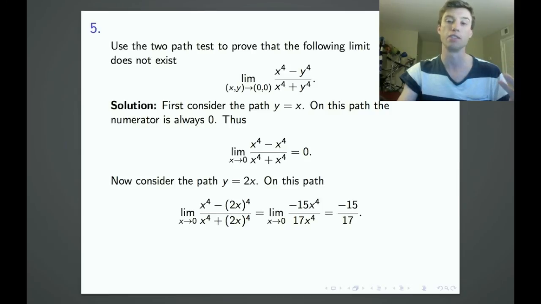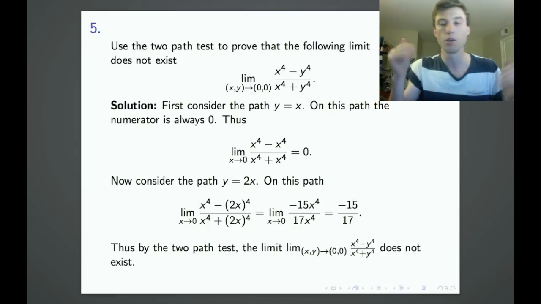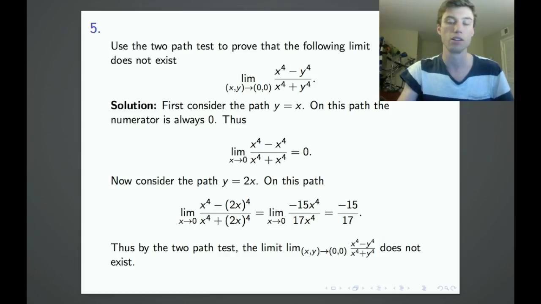Negative 15 over 17 and 0 are different, obviously. Thus, based off of the two-path test, the limit doesn't exist. In other words, we approached along two different paths, we came to different values, thus the limit doesn't exist.